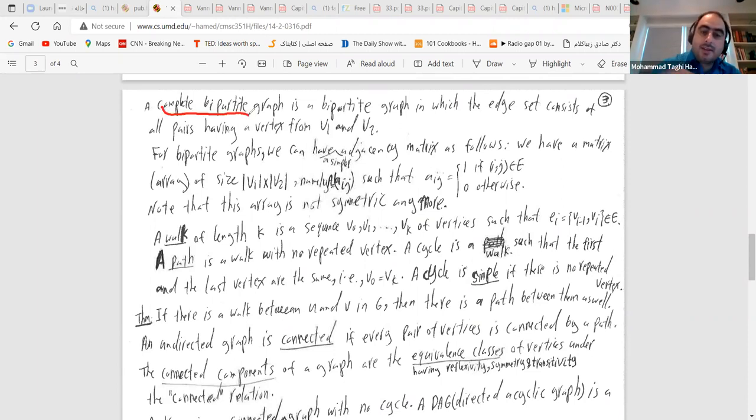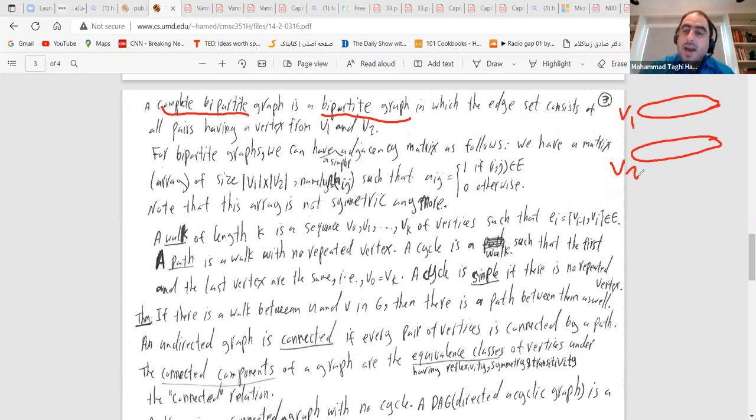A complete bipartite graph is a bipartite graph in which each set consists of all pairs having one vertex in V1 and one in V2. So in a bipartite graph, you can always consider V1 and V2. If one has R vertices and the other has S vertices, then a complete bipartite graph is the one that has all the edges in between. For example, here in this case, it is represented by K33.